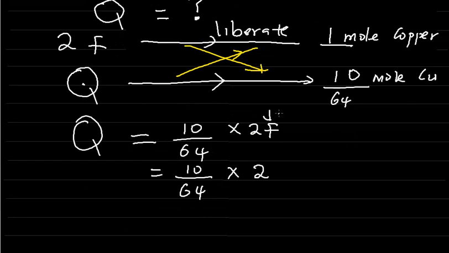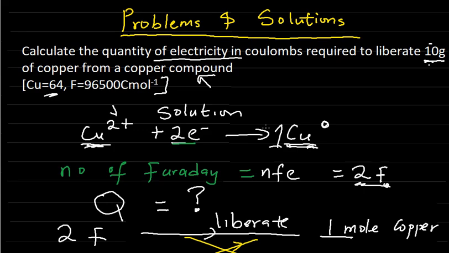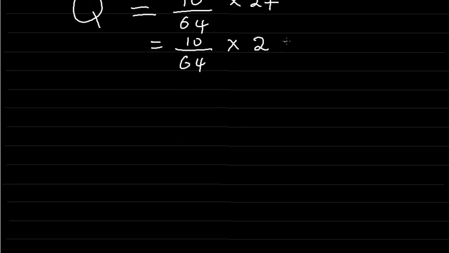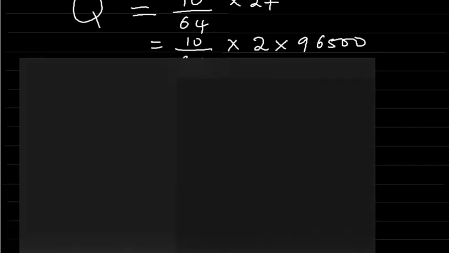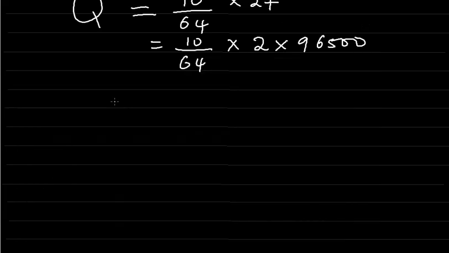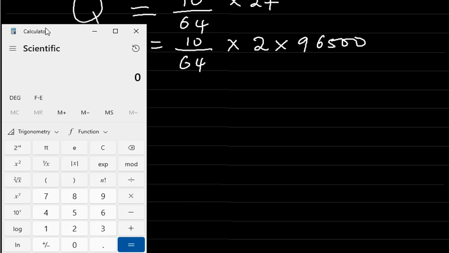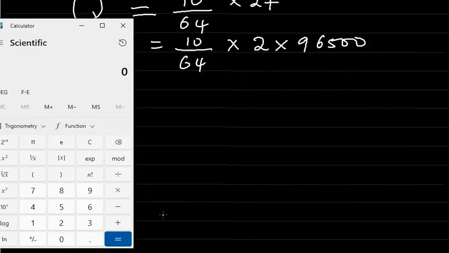Of course, you know what F is, right? Faraday constant, which is 96500 coulomb per mole. So we put that down here: 96500 coulomb per mole. At this point, you need to use a calculator to help you calculate that amount. Let's see what we can do. What we have is 10 multiplied by 2, then multiplied by 96500, then divided by 64.